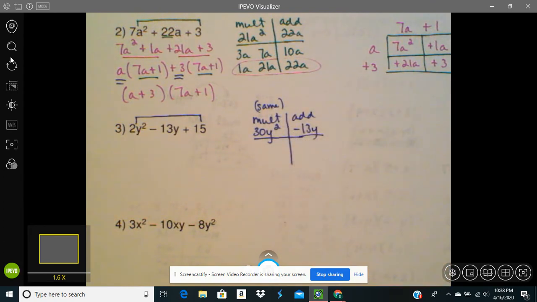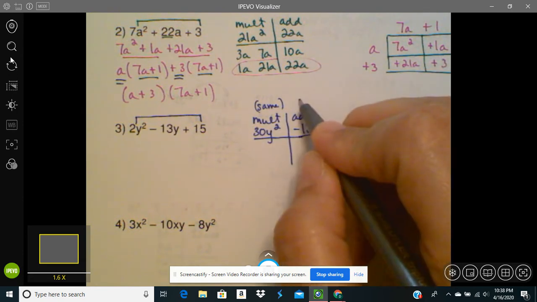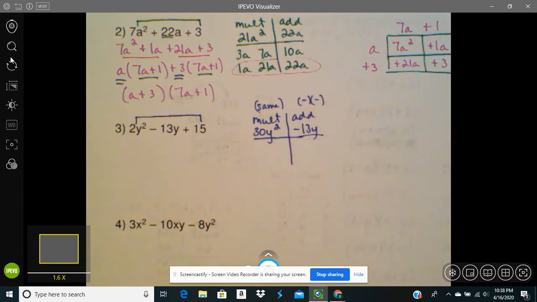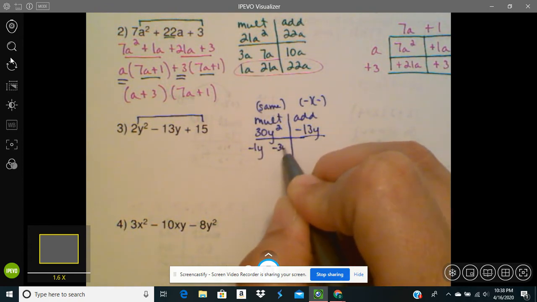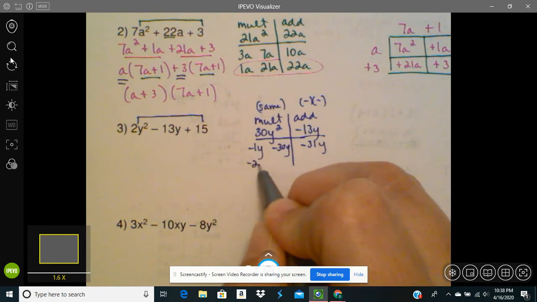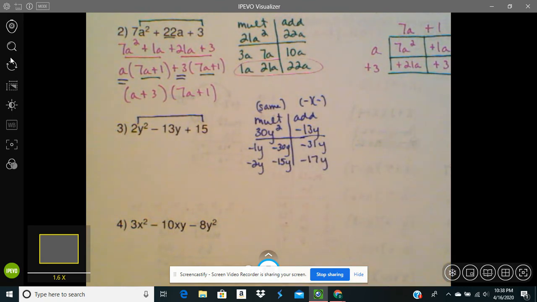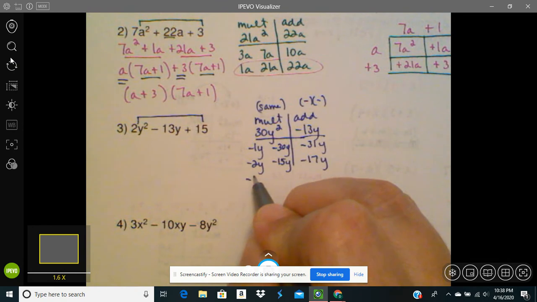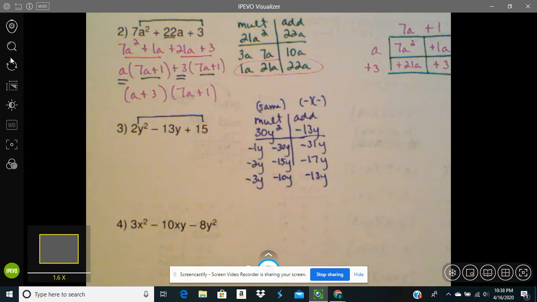Now, these have the same sign because they multiply to a positive product. Both of these numbers, when they add, make a negative number. So that means both numbers must be negative. So let's make sure we do that. I've got negative 1y times negative 30y. That adds to negative 31y. I've got negative 2y times negative 15y. That adds to negative 17y. I've got negative 3y and negative 10y. That adds to negative 13y. Ding, ding, ding. There it is. That's the one that I want.